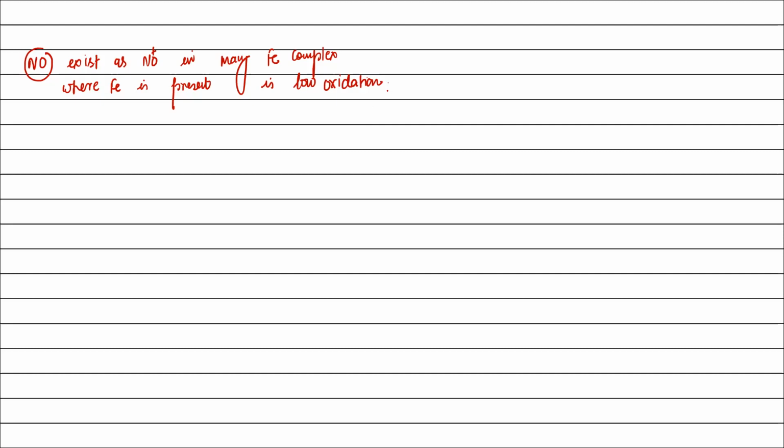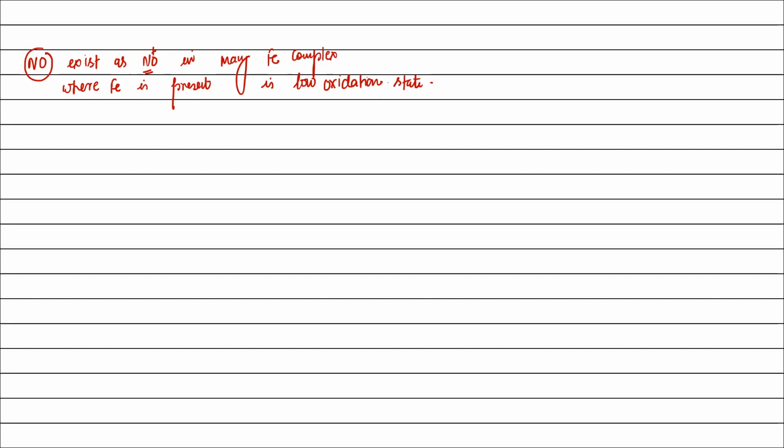Why is low oxidation state required? Because NO plus is already electron deficient. So NO will show its NO plus type of behavior only when it is attached to those metals which are electron rich. And for any metal to be electron rich, the first condition is that it will have low oxidation state. Another condition is also that it should have more electron density. Also, it should be in low oxidation state.